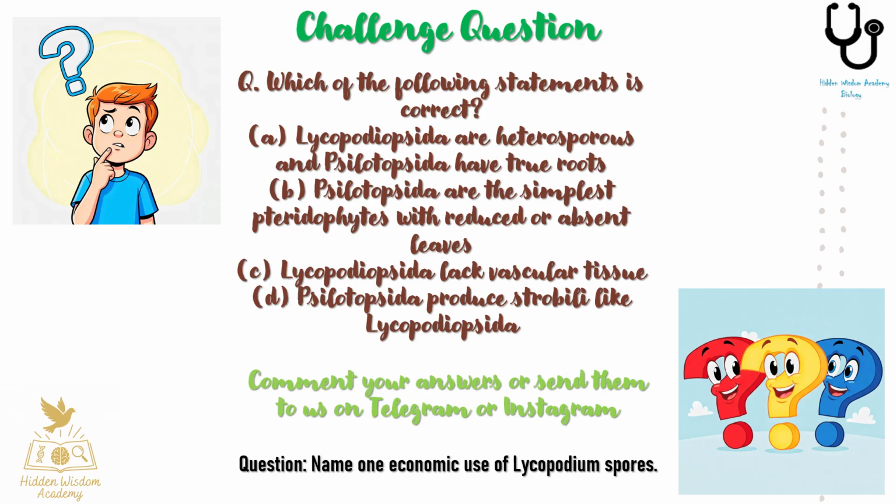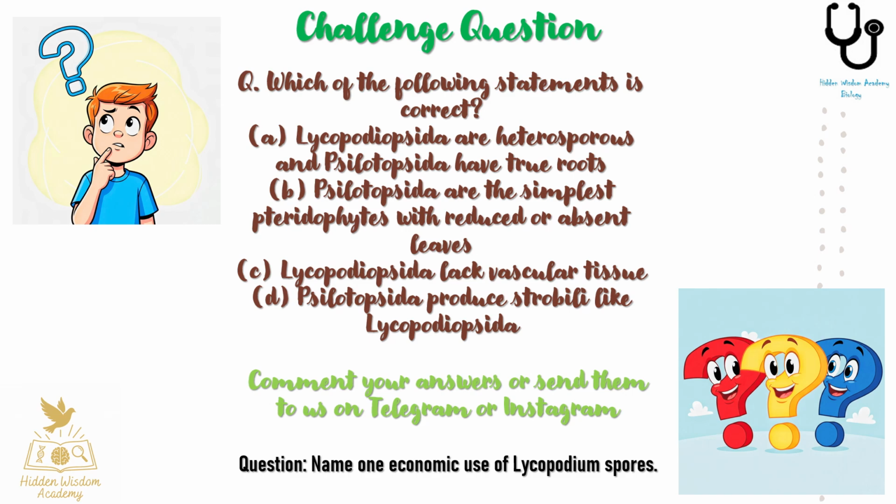Here's another challenge question for today. Which of the following statements is correct? Is it option A? Lycopodiopsida are heterosporous and Psilotopsida have true roots. Is it option B? Psilotopsida are the simplest Pteridophytes with reduced or absent leaves.